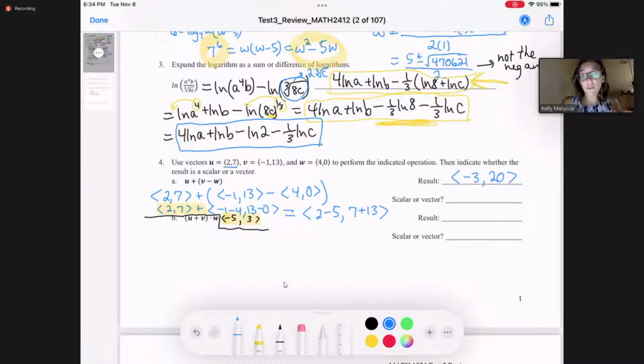So this is how you would do this. And the answer for scalar or vector should be obvious based on your actual answer, but this is still a vector, right? Because all we did was add and subtract vectors. And so we still get vectors.